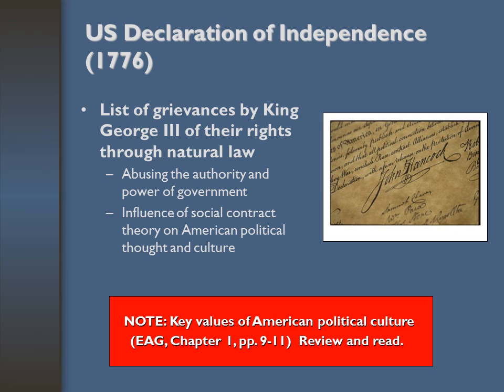I want you guys to note the key values of American political culture. It's in red down there. I won't have time to review them with you. I can guarantee you it'll appear on the exam, but go ahead and review chapters 9 through 11 respectively, and that should get you squared away with those terms.